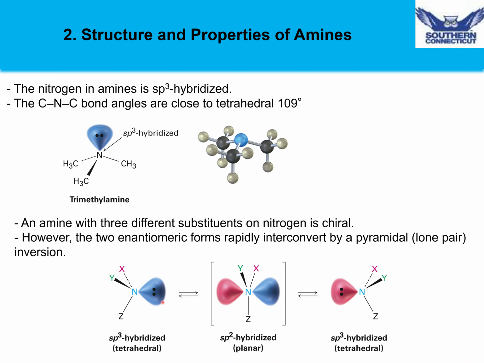It also has a lone pair. The lone pair can be treated as a fourth group, and since all four groups around the nitrogen are different, the nitrogen is considered a chiral center. That means there's two possible enantiomers for this molecule. They're shown on the left and on the right. These two enantiomers will rapidly interconvert through a lone pair inversion that goes through this intermediate that is sp2 hybridized and is planar.